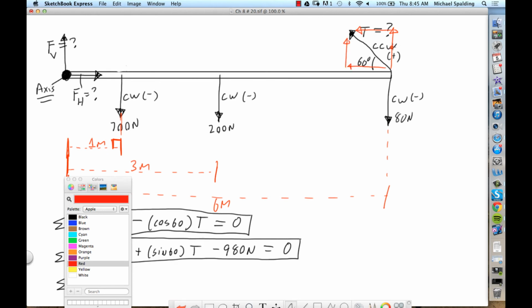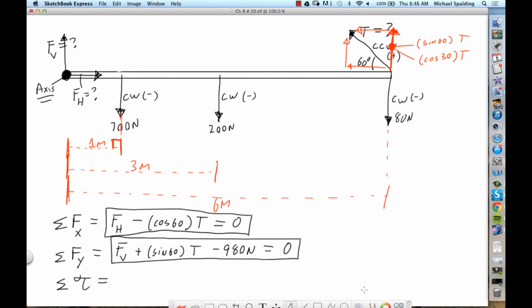Or you could go boom, boom. Right? So basically we want this guy right here. This guy is perpendicular to the beam. You guys see that? So what's this guy going to be right here? You could either say he is sine 60 T, or you could say that he is cosine 30 T. Either one. Right?